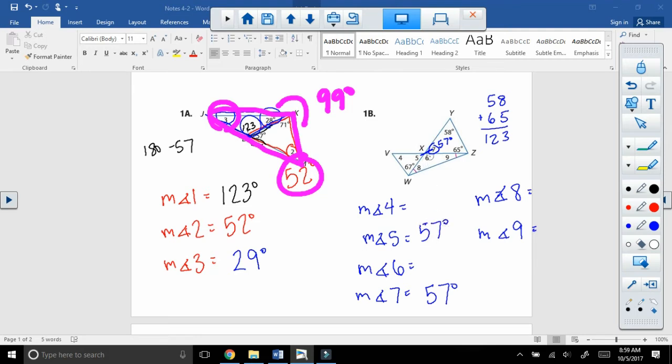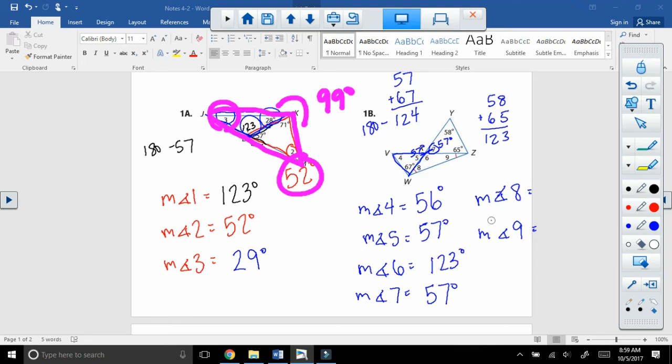And I have a linear pair here with 6. So I could do 180 minus 57. So angle 6 is going to be 123 also. Once I know that angle 5 is 57, I have 2 out of the 3 angles in this triangle. I can add the 57 plus the 67, so that's 124, and then take that away from 180. Angle 4 is going to be 56 degrees.